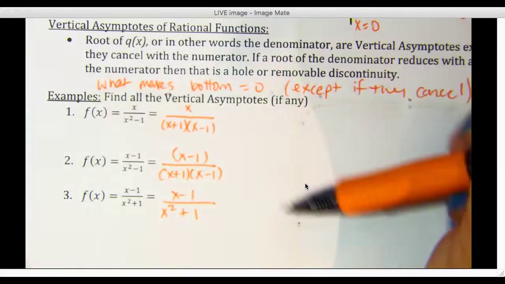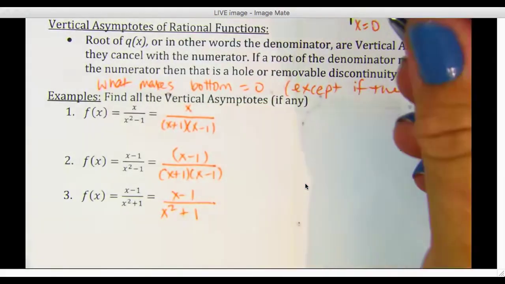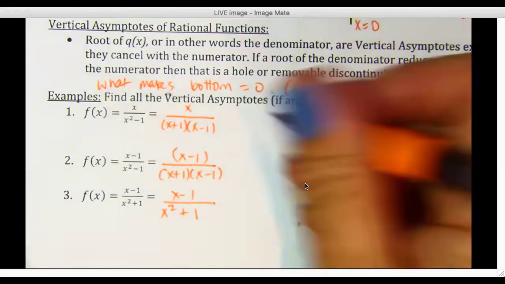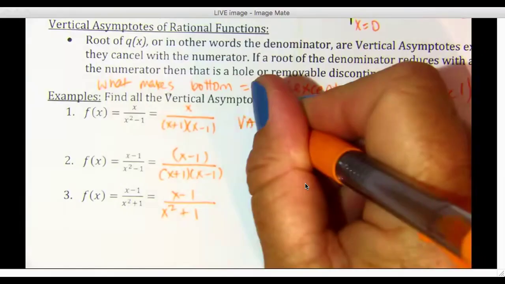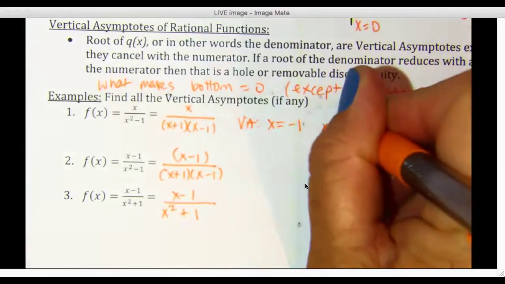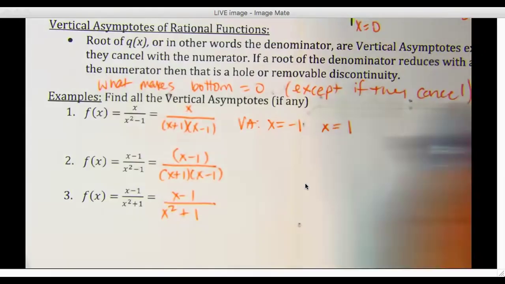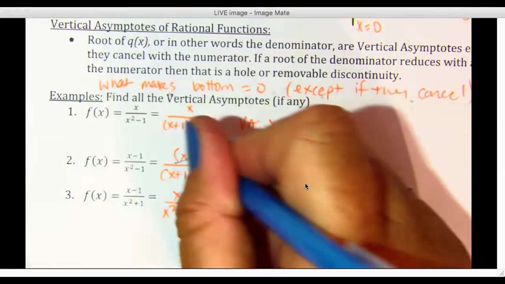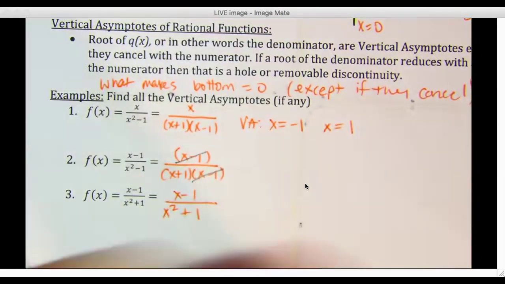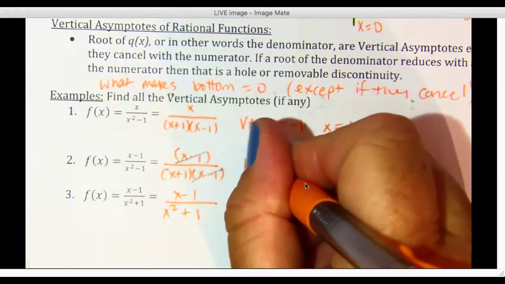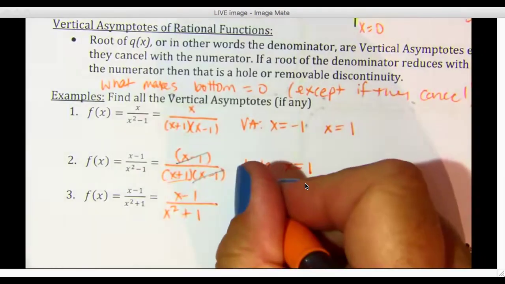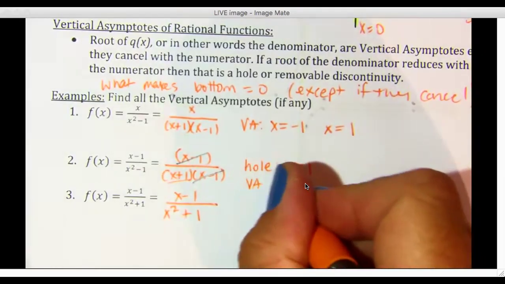So for this first one, there's no factors that cancel between the top and bottom. So both of these factors on bottom would give my denominator a 0. Those both give me a vertical asymptote. So my vertical asymptotes are x equals negative 1 and x equals 1. For the next one, I see that I have a factor that cancels out. This factor of x minus 1 and x minus 1 cancels, and so that gives me a hole. So I have a hole at x equals 1. And then this factor here, x plus 1, gives me a vertical asymptote at x equals negative 1.